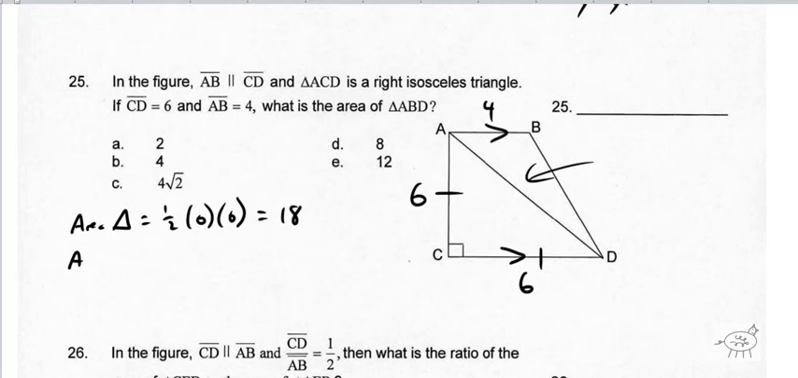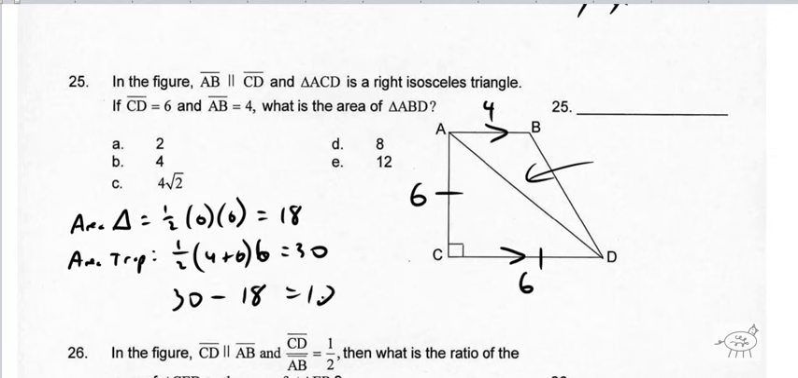And then the area of the trapezoid, remember, it's the average of the bases times the height. So 1/2 times 4 plus 6 times the height. So it's 4 plus 6 is 10. Half of 10 is 5. Oh, this would be a 6. And 5 times 6 is 30. So that's the area of the trapezoid. So you basically just have 30 minus 18, which is 12, which is E.